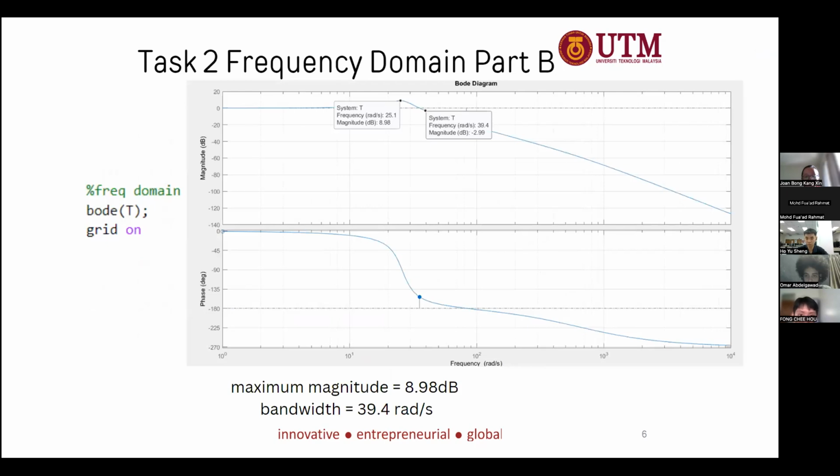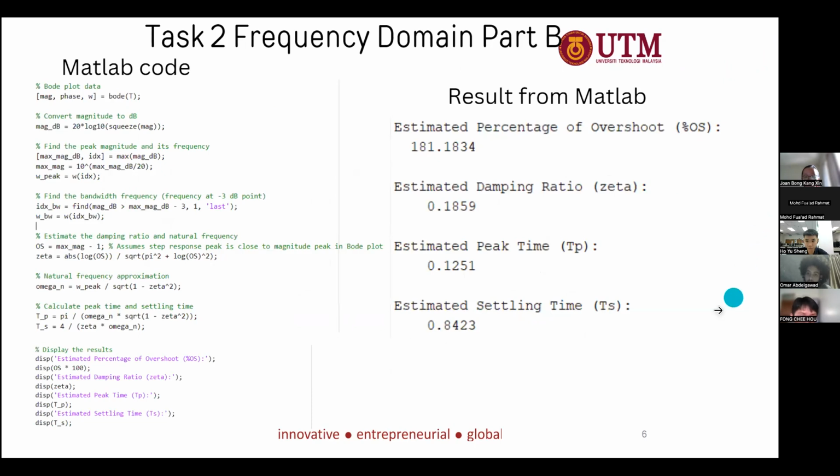Then I use the closed loop transfer function to get the frequency plot diagram, and I get the maximum magnitude equal to 8.98 dB and the bandwidth is 39.4 radian per second. Then I use the code to determine the damping ratio, peak time, settling time, and the percentage of overshoot, which is shown in the slide.